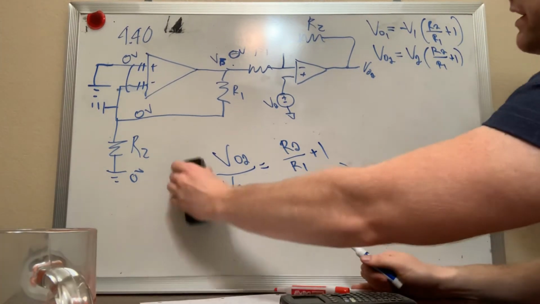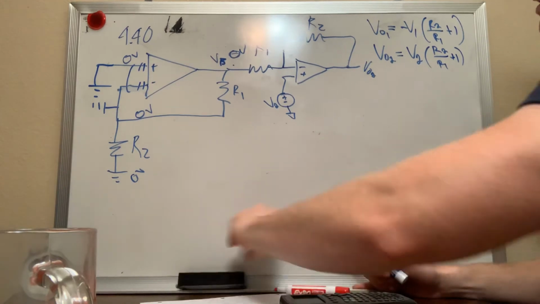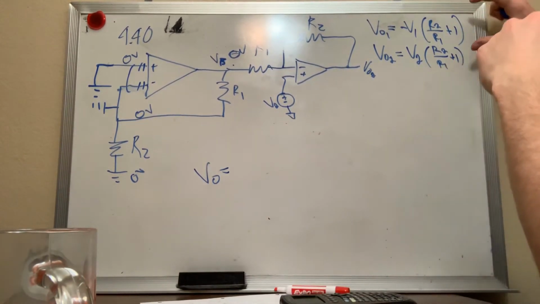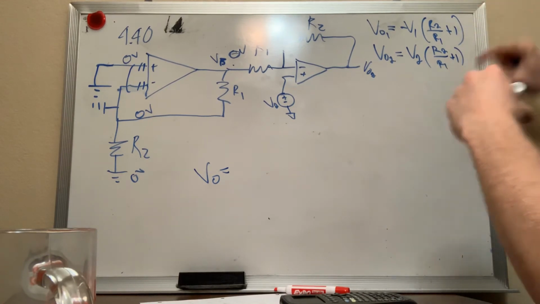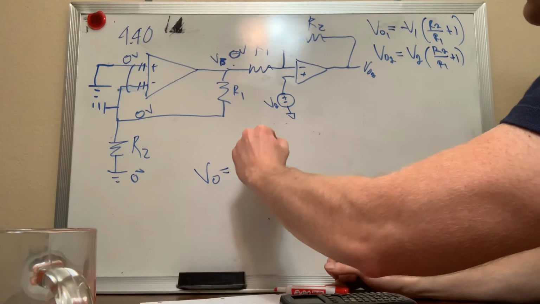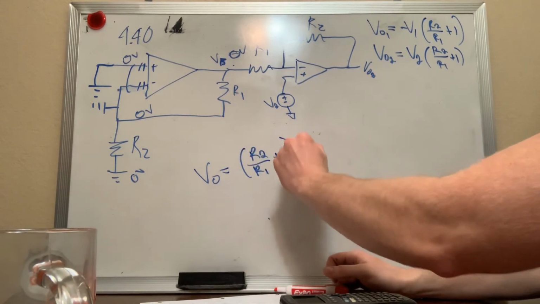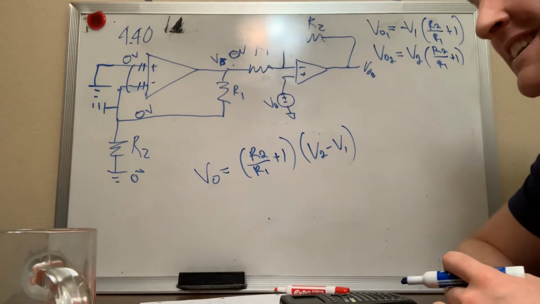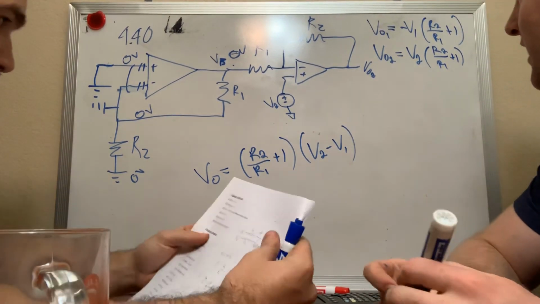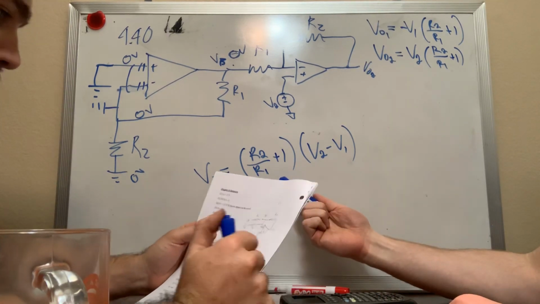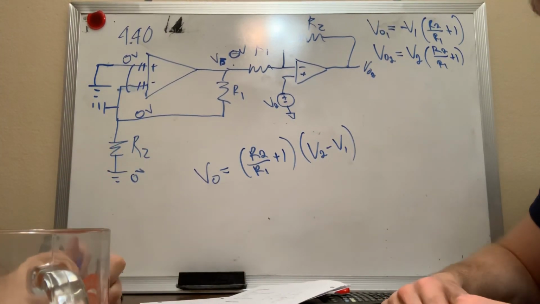And so Vout total equals, you put these two together, that term's common, so I'll just write it: R2 over R1 plus 1 times V2 minus V1. Is that the right answer? That is V2 minus V1 times R2 over R1 plus 1. That is correct. Hallelujah. Have fun, guys.